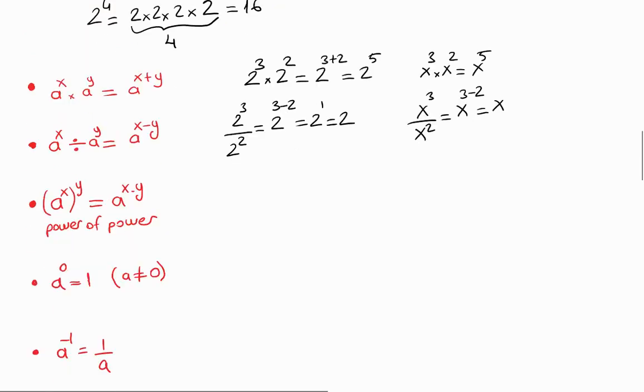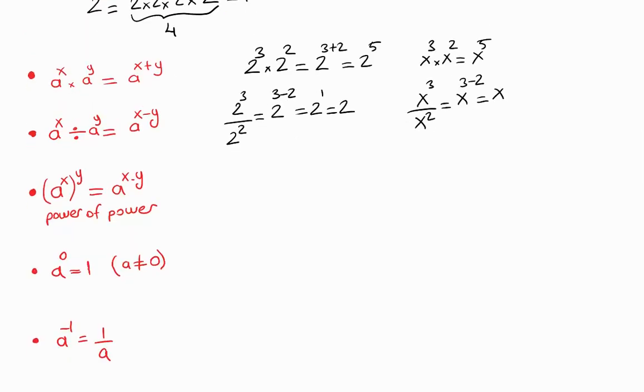Okay, so power of power. Let's say 2 to the 2, power to the 3. So I will multiply the two of them, 2 and 3. When I'm multiplying, I'm using a dot, it's easier. So 2 to the 6. Same example with x: x to the 6.